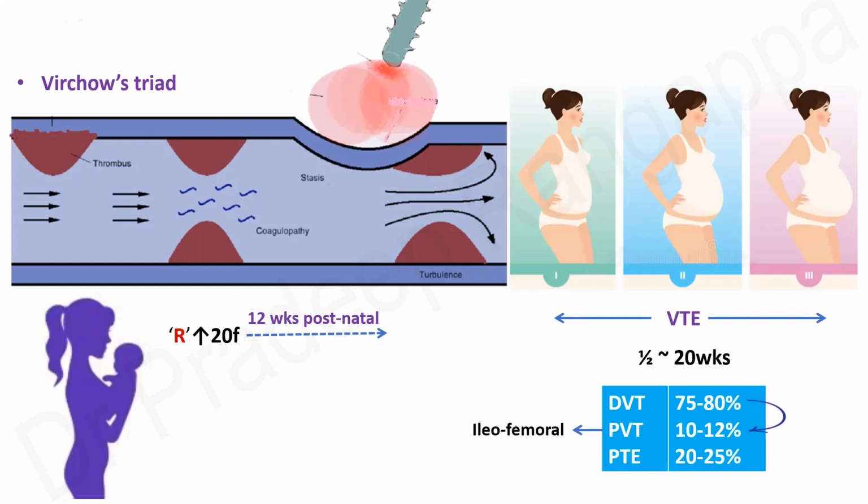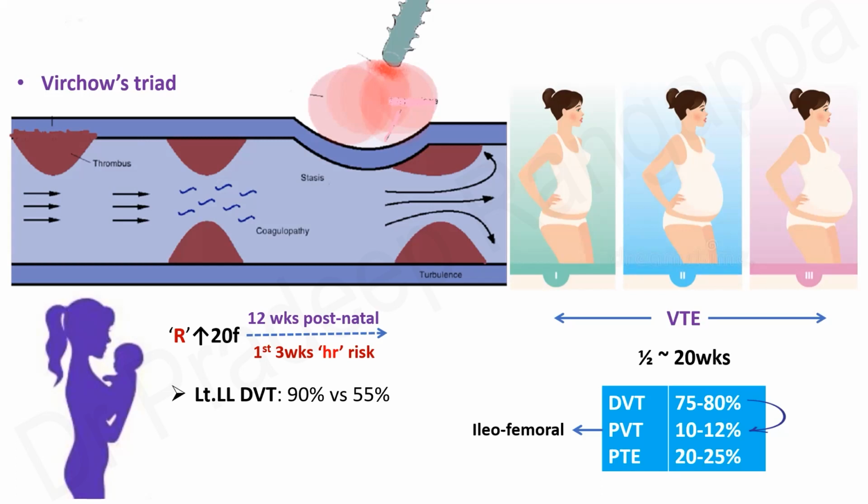And as I said, the risk increases 20-fold in the postpartum period. At 12 weeks postnatal, the risk of someone developing venous thromboembolism or pulmonary embolism goes up to 20-fold, which is an alarming and disastrous sort of risk that increases in pregnancy. And the first 3 weeks is the highest risk. After delivery, the first 12 weeks constitute the risk, of which the first 3 weeks constitute the highest risk, where it increases by 20-fold.